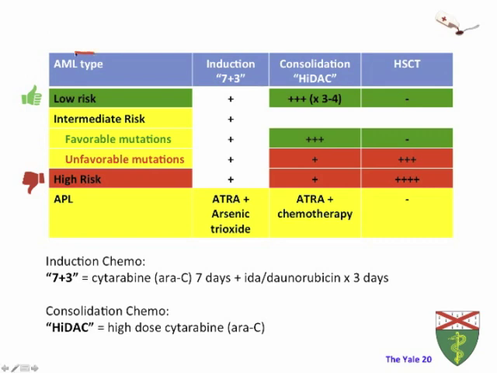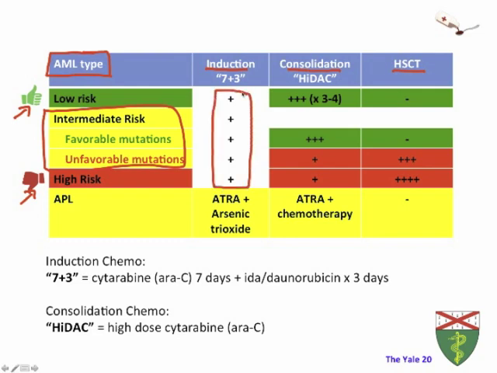On the left, we have the different subtypes of AML. We have low risk, we have high risk, and we have the entire box of intermediate risk. We divide the treatment into induction chemotherapy, consolidation, and hematopoietic stem cell transplant. Let's start with induction because it's super simple. All of your patients, low, intermediate, or high risk, get the same induction chemotherapy. It does not really matter whether they're low, high, or intermediate risk patients.